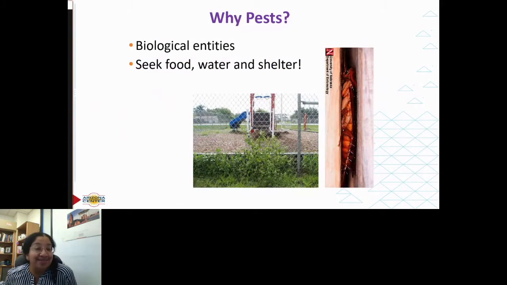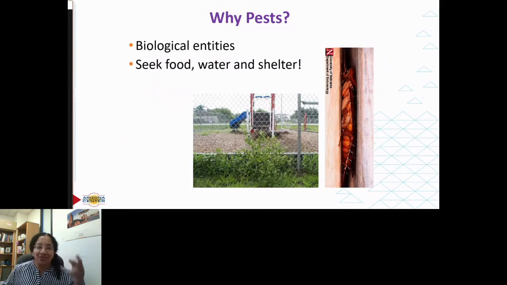And why are there pests? It's one of the most basic questions we can ask. Why do we see them? Well, they are biological entities, right? And like all living organisms, they need food, water, and shelter, depending on the kind of organism. Maybe they don't need shelter like we do, but those are the three basic needs of life, and that's what they're seeking. And that's when we encounter them, right?